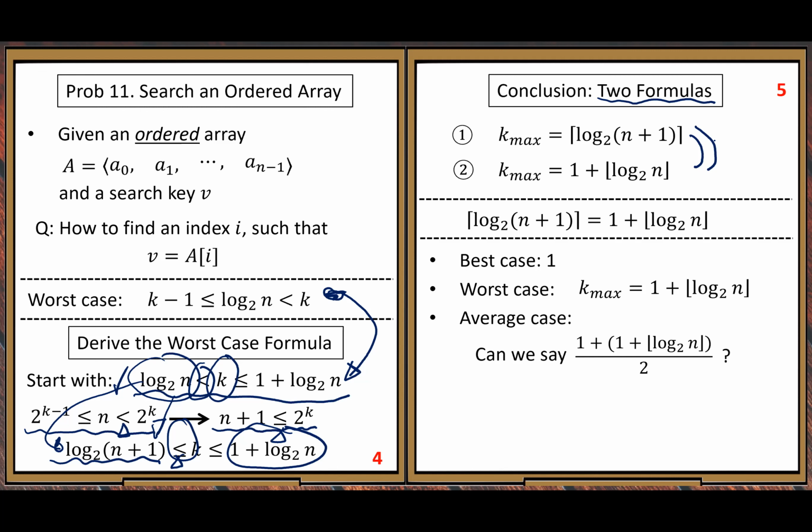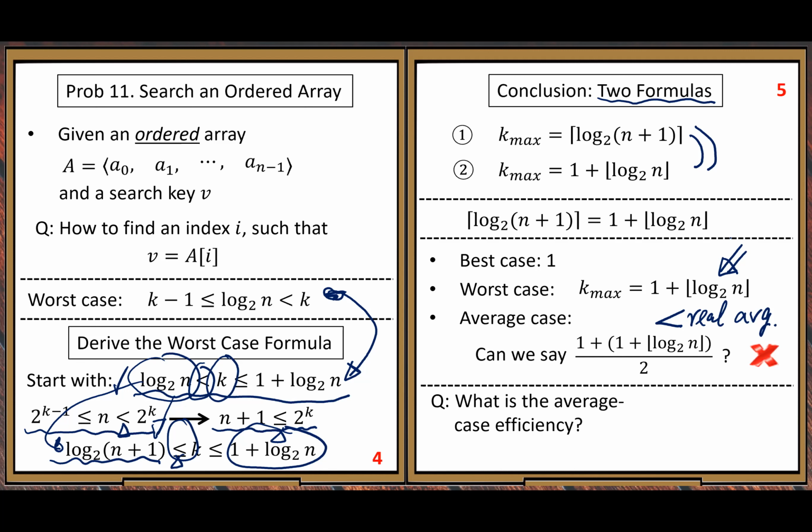The answer is no. You cannot use this formula. If you use this formula, you get less than the real average. Our real average is much bigger than this number. Actually, the real average is very close to the worst case, a little smaller than the worst case. Not right in the middle of the best case and the worst case. It is very close to the worst case.